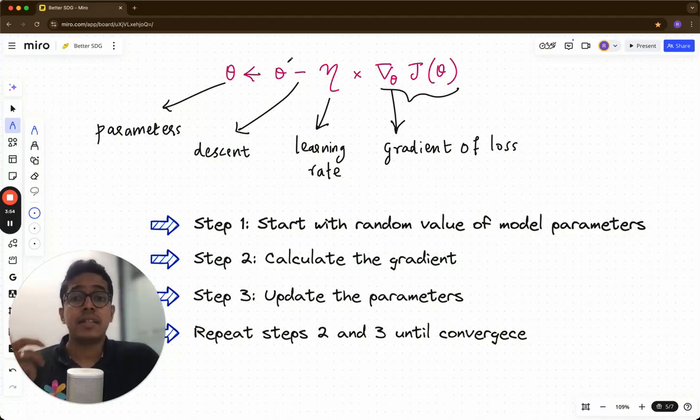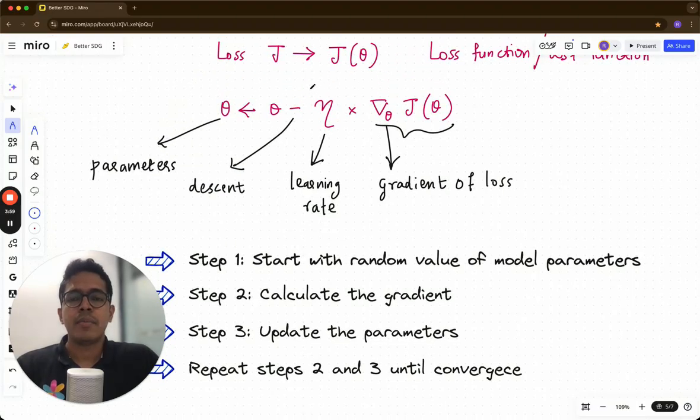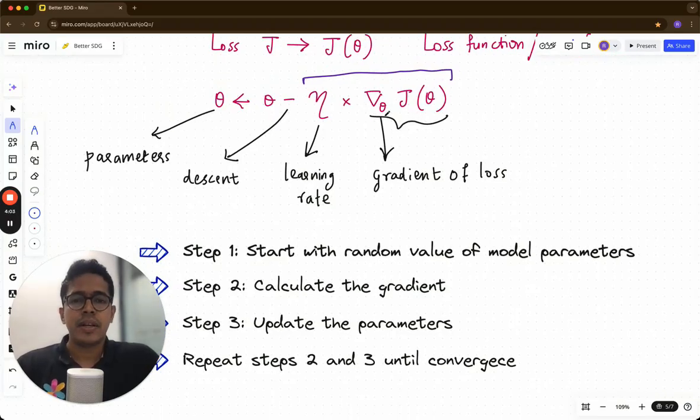Then you change the value of theta by a certain number. And how do you get that number? This is the value by which you decrease theta. Here there are 2 terms. First, eta is the learning rate, and this grad operator is taking the gradient of J, which is a function of theta, with respect to theta. So it's the gradient of J with respect to theta, a gradient of loss.